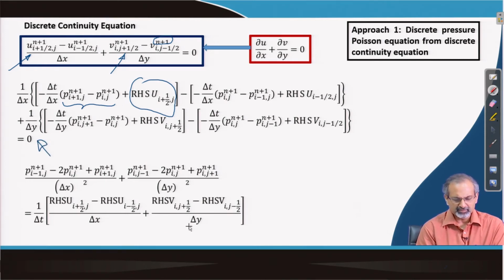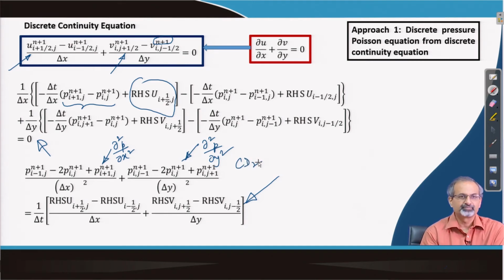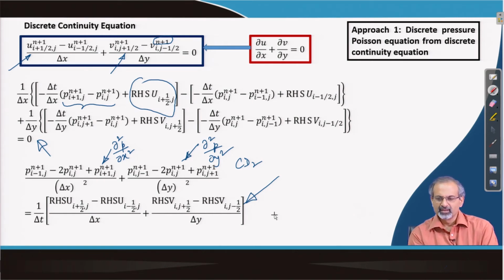So, as you can understand, the pressure terms can be clubbed together and the source terms can be clubbed together. So, the pressure terms fall on the left hand side of the equation, the source terms lie on the right hand side of the equation, and you can clearly identify that this is nothing but del 2 p del x square, this is del 2 p del y square in a CD2 form, and all the source terms go over to the right hand side. So, this is one possible approach where discrete pressure Poisson equation is generated from the discrete continuity equation.